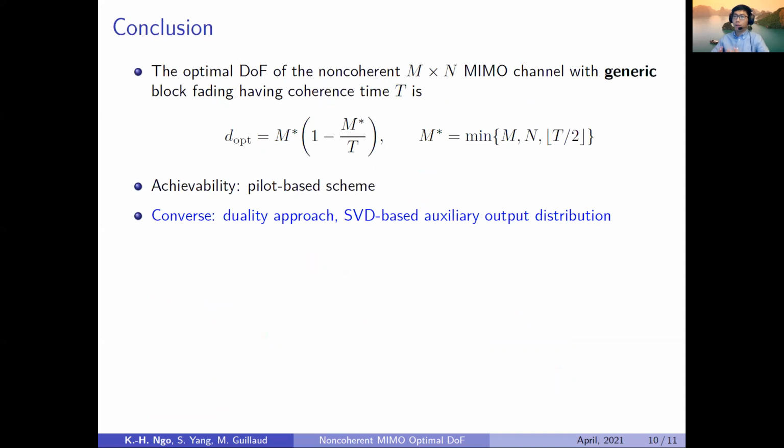So in conclusion, in this paper, we have proved that the optimal degrees of freedom for the non-coherent M by N MIMO channel with generic block fading having coherence time t is given by this function of m star and the coherence time t, where m star is given by the minimum of the number of transmit and receive antennas and 1/2 of the coherence time. And to achieve this optimal degrees of freedom, we can use a simple block-based scheme. And the main technical contribution of our work is the converse proof, in which we adopt the duality approach, and we choose an auxiliary output distribution based on the singular value decomposition of the output matrix.